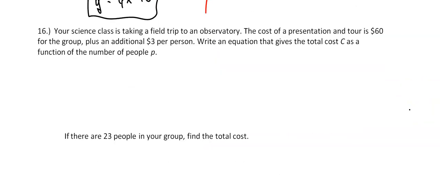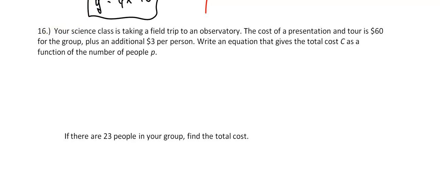Here it says your science class is taking a field trip to an observatory. The cost of the presentation and tour is $60 for the group, plus an additional $3 per person. Write an equation that gives the total cost C as a function of the number of people P. Okay, and here's the thing: if you want to write this as y and x, that's fine. But really, we just need to determine the format.